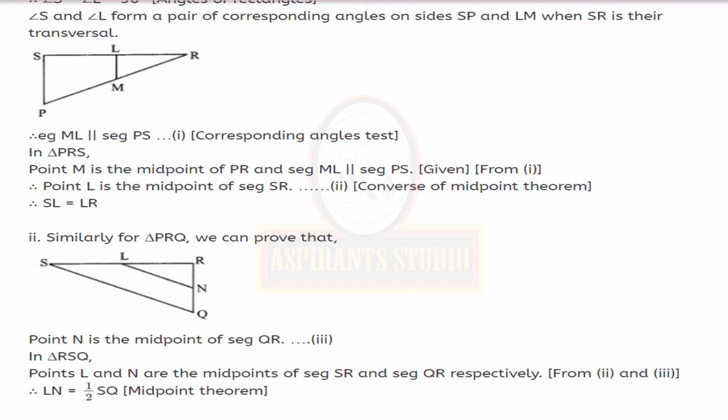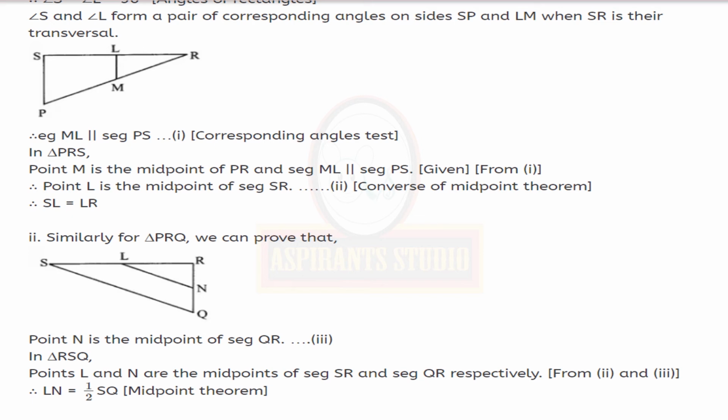Now coming to the second part, we have to prove LN is equal to half of SQ. From the original figure, I have cropped the figure. You will get such a figure. Similarly, for triangle PRQ, we can prove that point N is the midpoint of segment QR. Take it to be the third equation. So we are having point N to be the midpoint of segment QR.